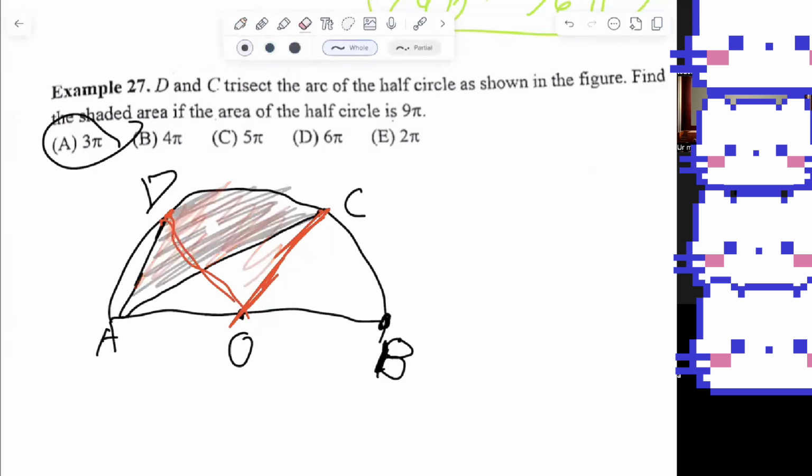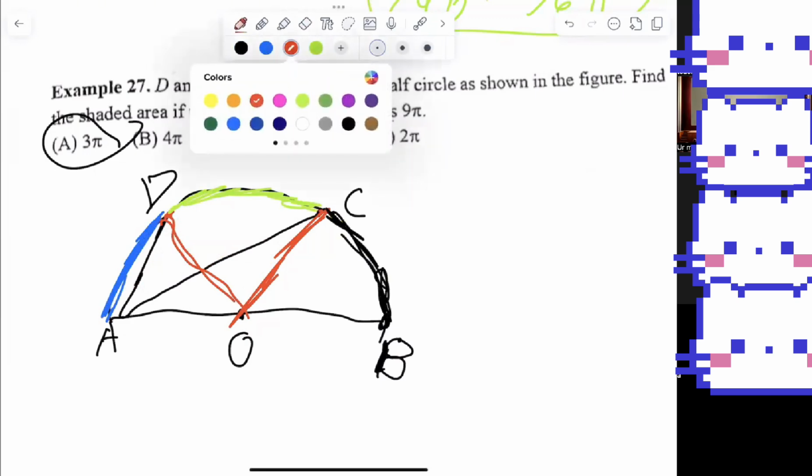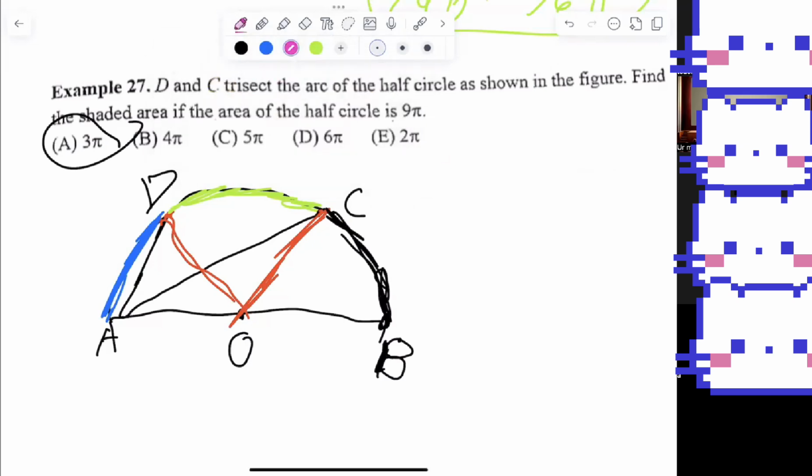Let's make the diagram a bit better. Since we know it's a trisected figure, this length I shaded in blue is the same as this length I shaded in green, and this length I shaded in black. Or I'll shade it in a different color then. I'll shade it in pink. There's the color. Look there.